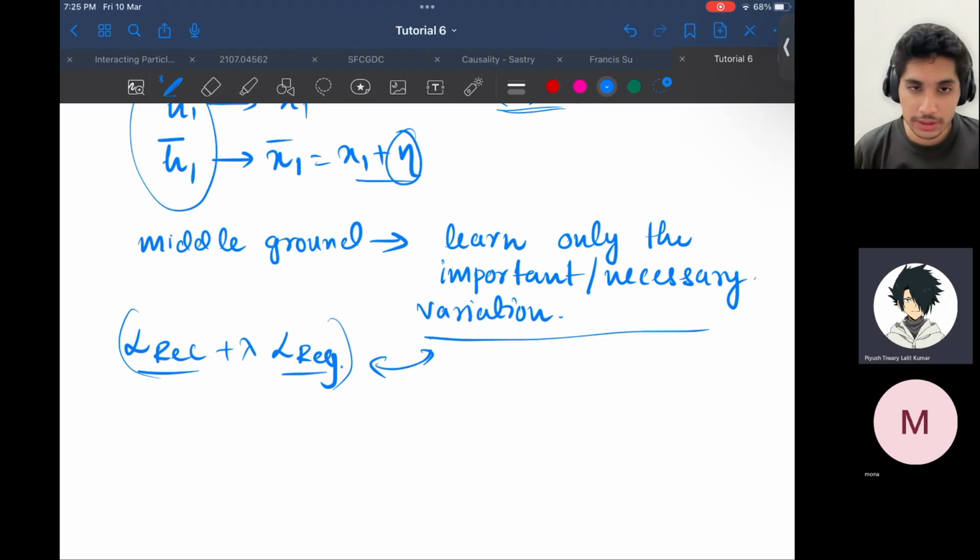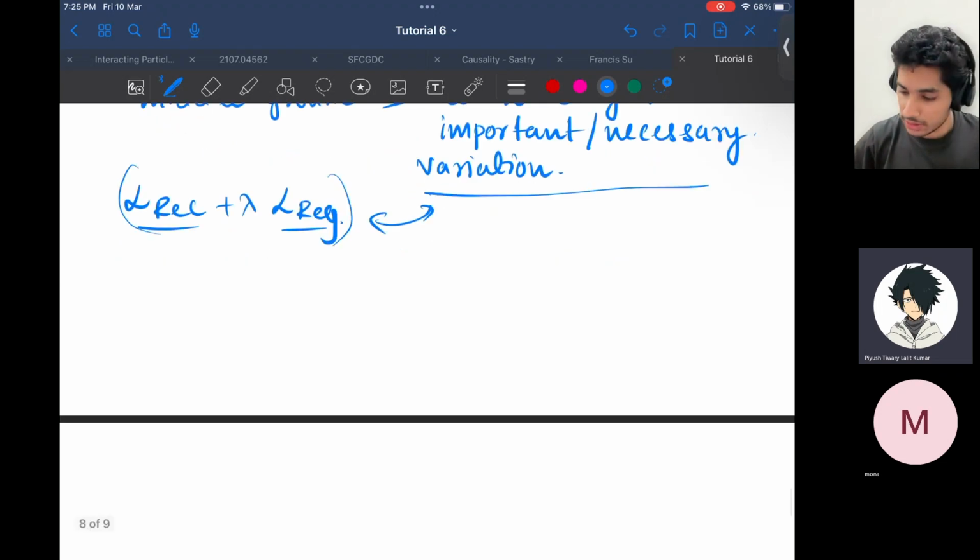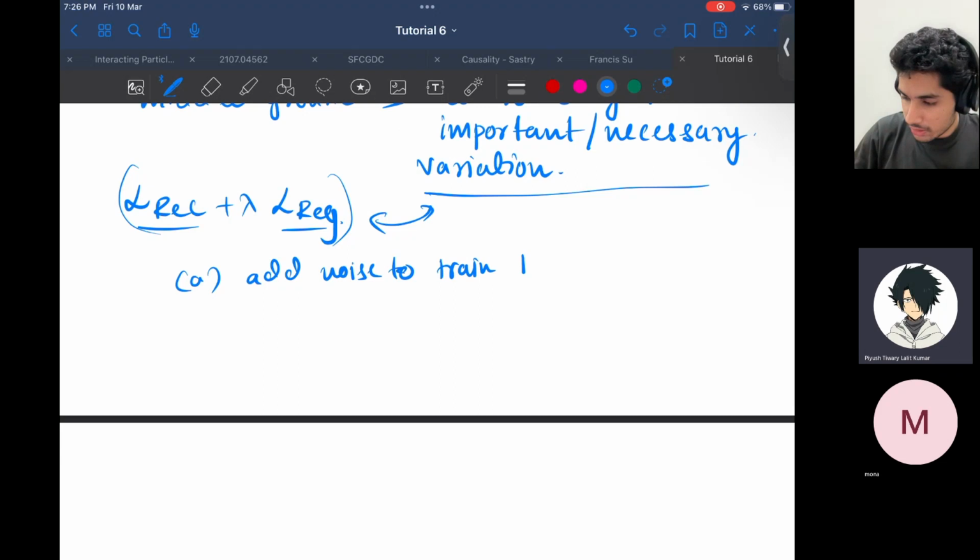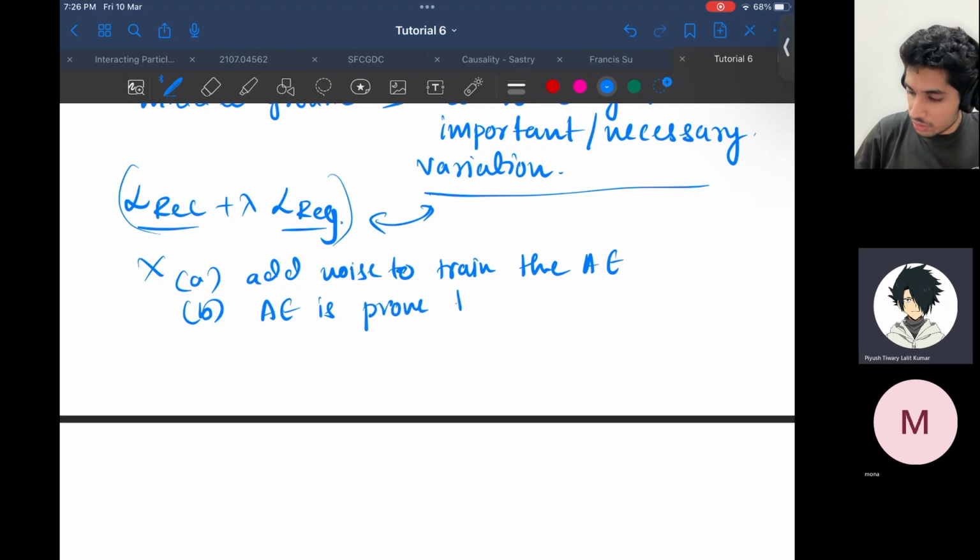Among the given options, the first option is add noise to train the encoder, the AE. Well, this is not correct. We don't do anything like that. The B option is AE is prone to overfitting.